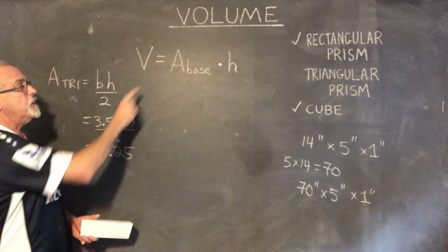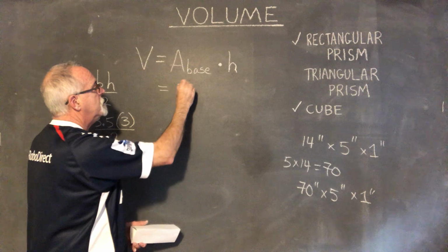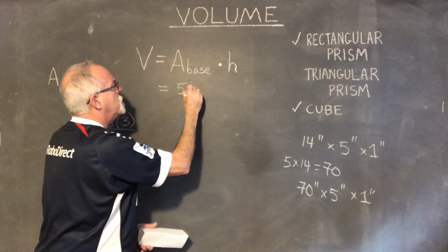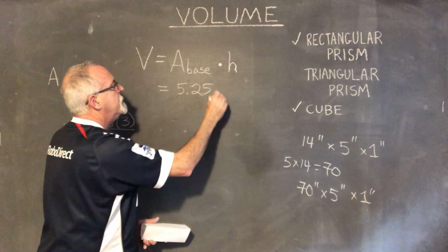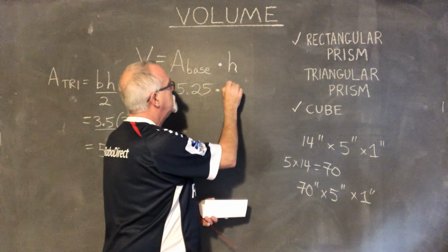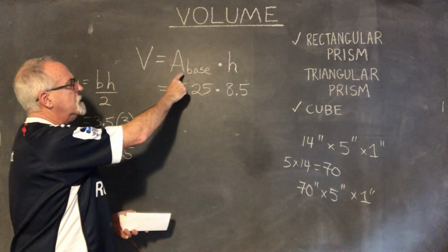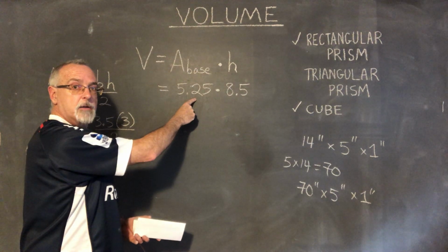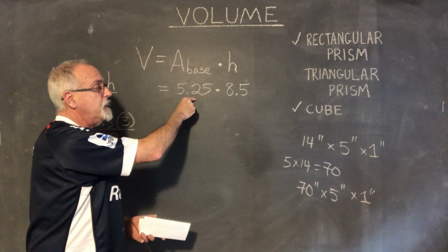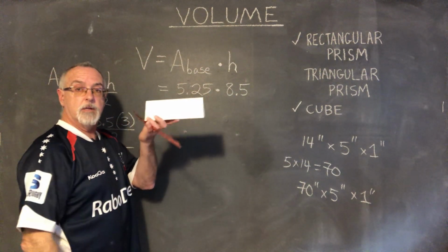That's the area of the triangle, which is the area of the base. I then move into this formula and I put the 5.25. Not 5.52. 5.25 times the height. Remember, the height was 8.5 inches. Now remember, the area of the base is what's here. This is an area. If I showed its unit of measure, it would be inches squared. It's an area. But then I'm multiplying it by the 8.5 inches, which is the length of the tube.